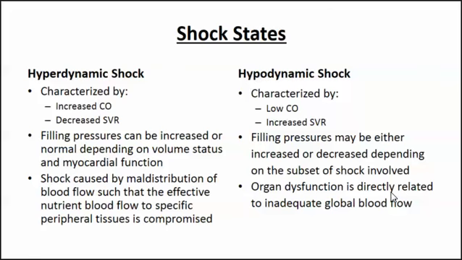Hypodynamic shock is typically characterized by low cardiac output and increased SVR. These two things, cardiac output and systemic vascular resistance, typically go hand in hand no matter what type of shock, and are typically inverse of each other. So one is up, one is down, or vice versa. Filling pressures may be either increased or decreased depending on the subset of shock that's involved, and organ dysfunction is typically related not necessarily to the amount of distal perfusion, but to the amount of global blood flow. So in cardiogenic shock, it's not that you have poor regional flow, it's that you have poor systemic flow, and therefore also have low peripheral flow as the reason for the shock state.